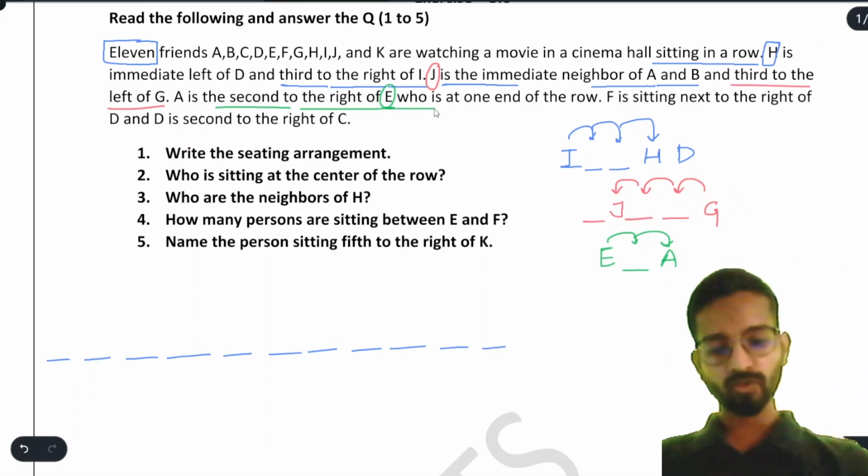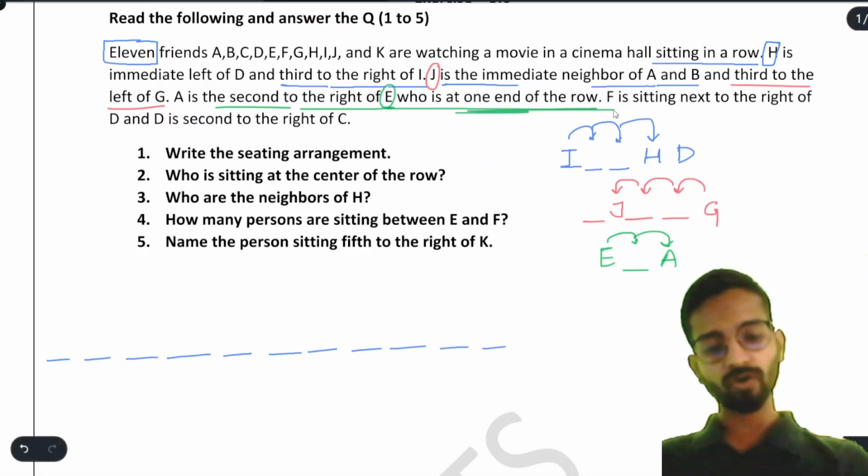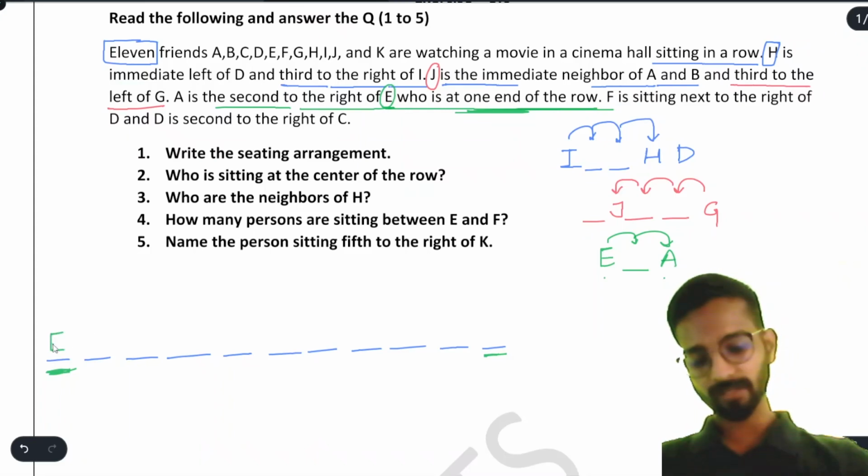Now, understand who is at one end of the row. They are saying E is at one end of the row. There are only two ends, obviously. This is one end and another end is this. They are saying to the right of E there is A. So, E cannot be here, because they said to the right of E there is A, but there are no places. So, it is not possible that E is at this end. It means E is at the beginning.